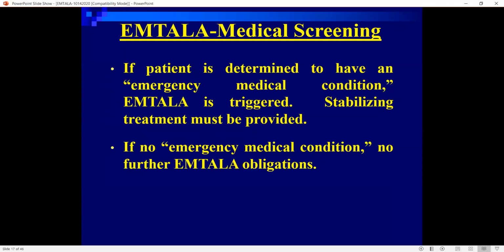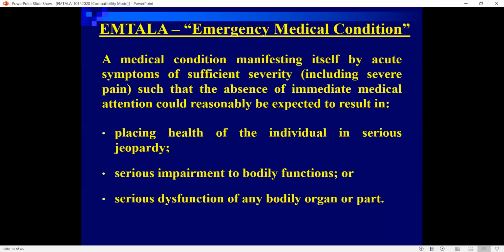And if we go to the next slide, we have the definition of an emergency medical condition. It's a condition manifesting itself by acute symptoms of sufficient severity, including pain, such that the absence of immediate medical attention could reasonably be expected to result in serious jeopardy, serious impairment to bodily functions, or serious dysfunction of any bodily organ or part. Inferred in these definitions is death as well.